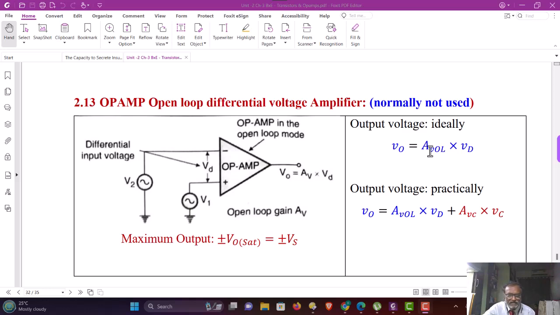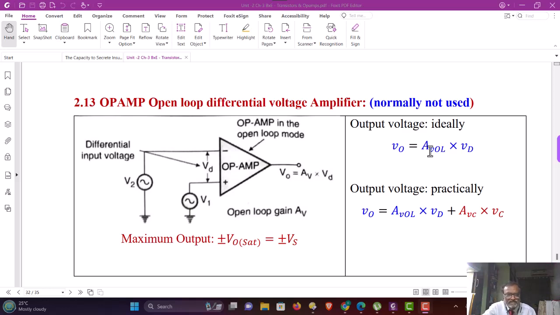Let us see a simple application of op-amp. Op-amp open loop differential voltage amplifier. Op-amp is normally not used in the open loop configuration as an amplifier because it is very sensitive, since the gain of the operational amplifier is very high, and therefore some sort of negative feedback is always recommended to control the gain to a stable value.